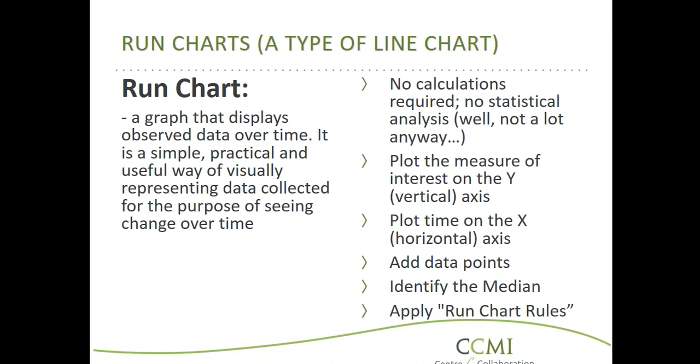You basically plot the measure of whatever you're interested in on the y-axis, the vertical axis, and plot the time across the x-axis on the bottom. And you add your data points at whatever interval you're doing measurement, whether it's monthly, quarterly, whatever it might be. And you often look at the medians of your data over time to get a sense of where the change really started happening. Is the change really a change over time? And again, you can look at the improvement guide for interpretations of how to use medians and understanding the data points before and after a median.